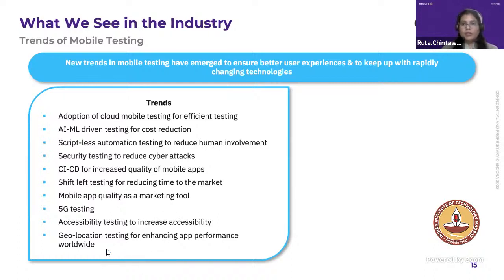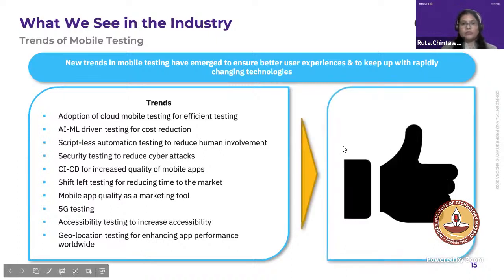Then we have geolocation testing for enhancing app performance worldwide. It is also good to include testing as a part of geolocation, as it will check the app performance worldwide, like how it's behaving. So this was about the trends that are currently going on, and it is always good to include this type of trends when we are doing mobile application testing.